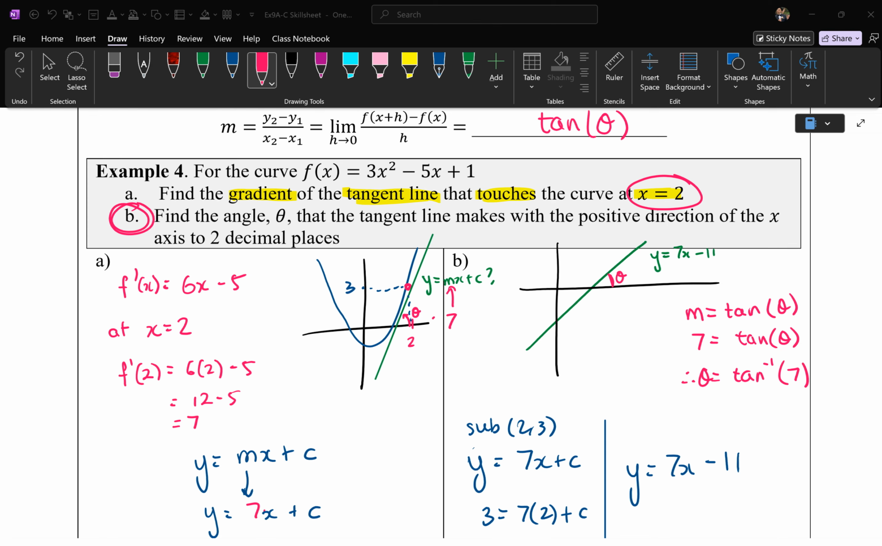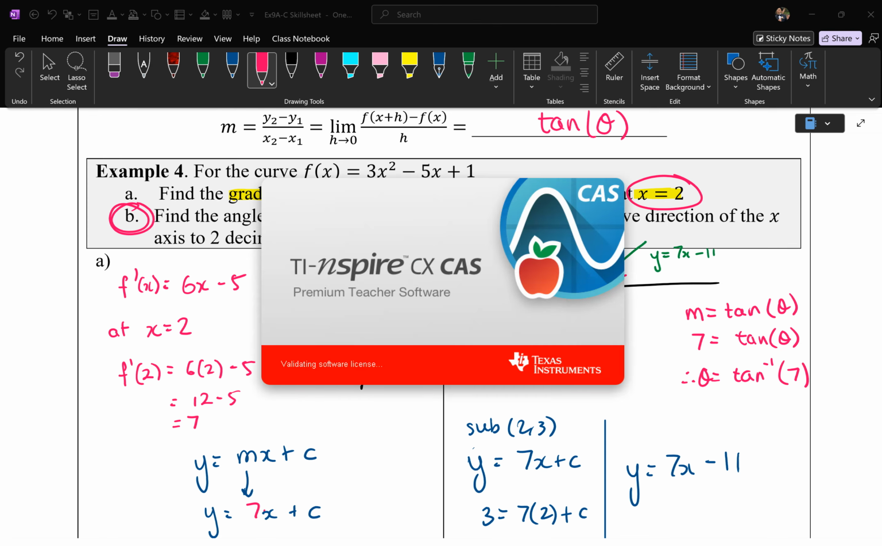Okay, yours is an exact value. It's probably in radians form there. You need to convert it to degrees.